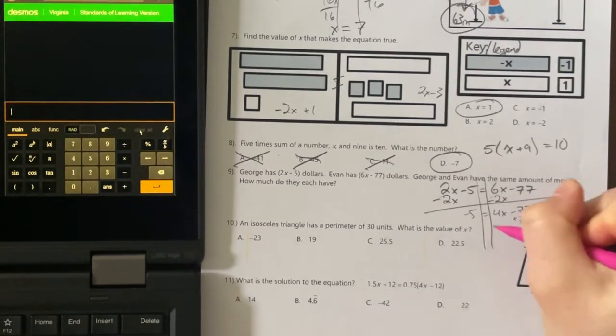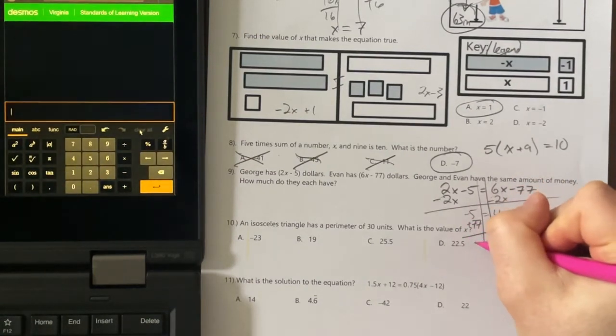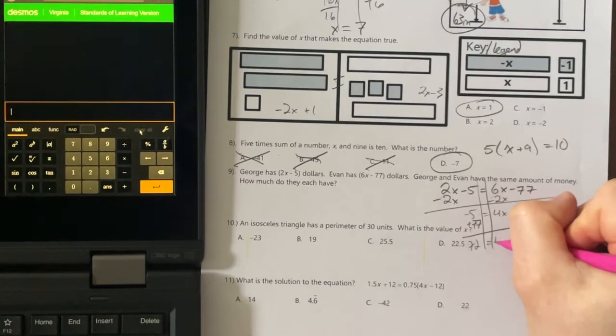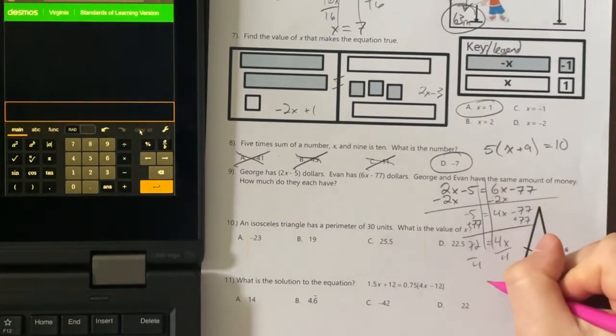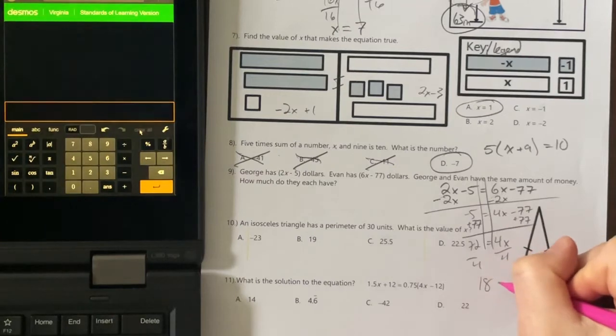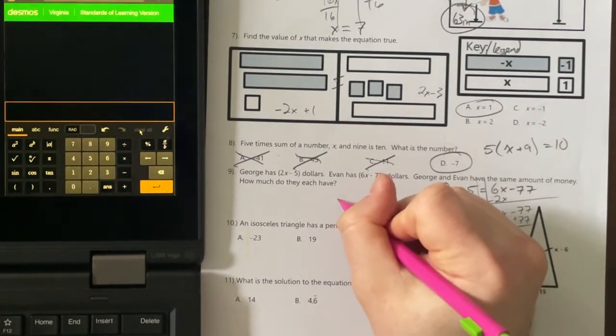Add 77 to both sides. I'm trying to get that variable by itself. So this is going to be 72 is equal to 4x. Divide both sides by 4. I have 18 is equal to x. So $18.